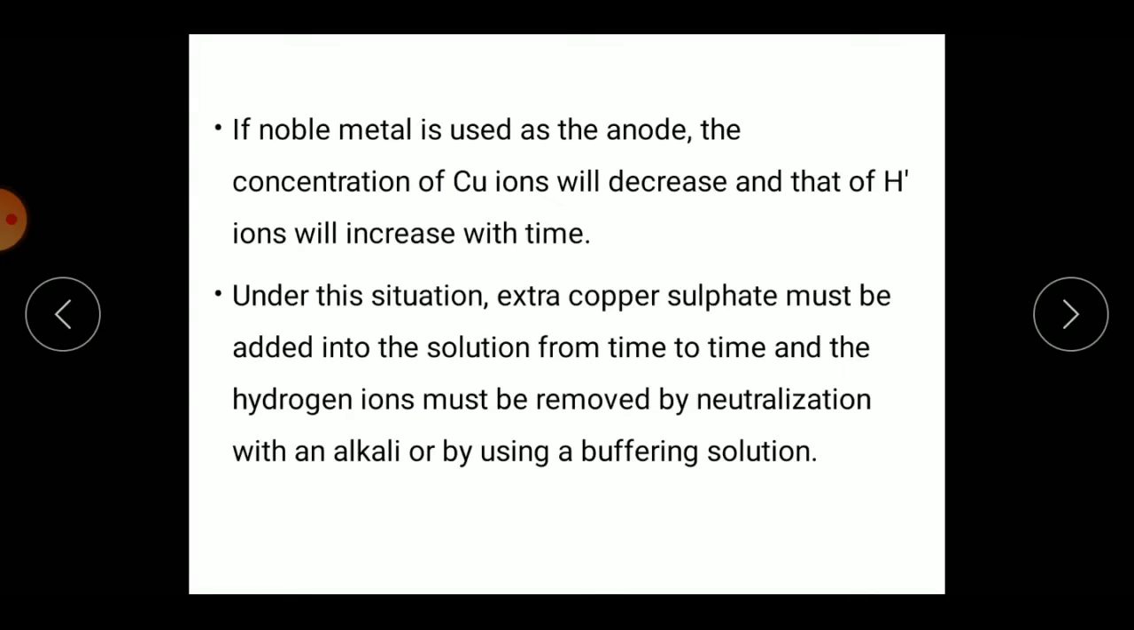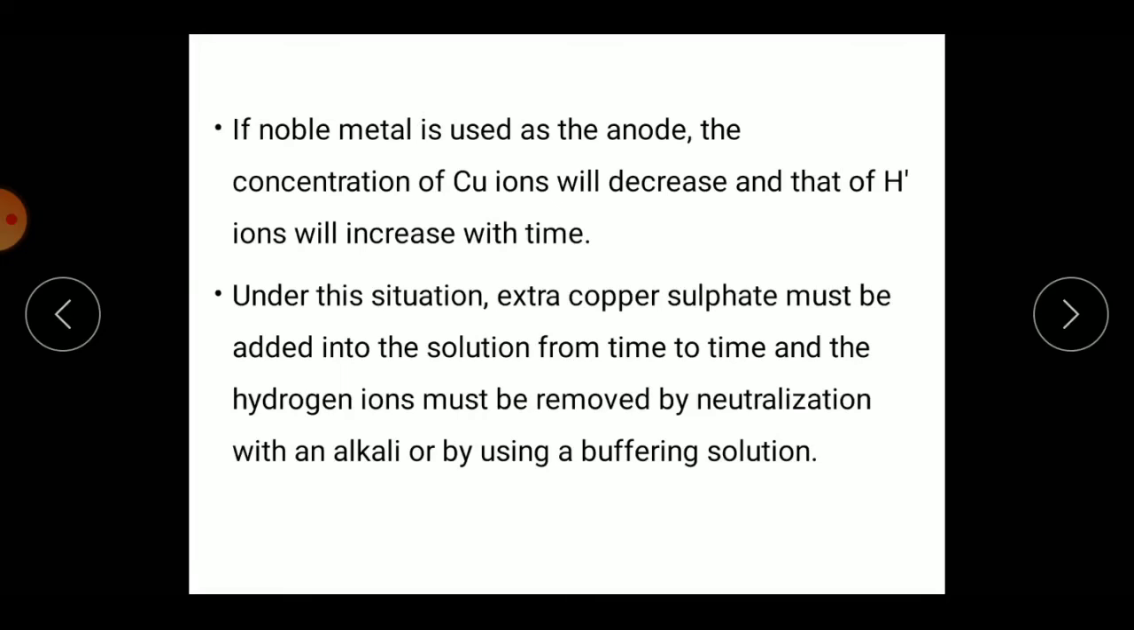And when the electrolysis process is occurring, the concentration of the sulfate ions will remain unchanged in quantity during the complete process. Why? Because sulfate ions are not involved either in the reduction process or in the oxidation process. So the concentration will remain unchanged.